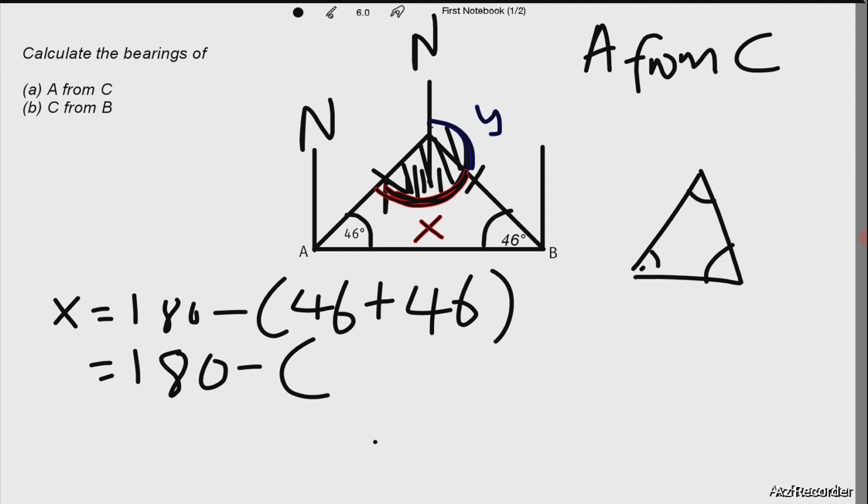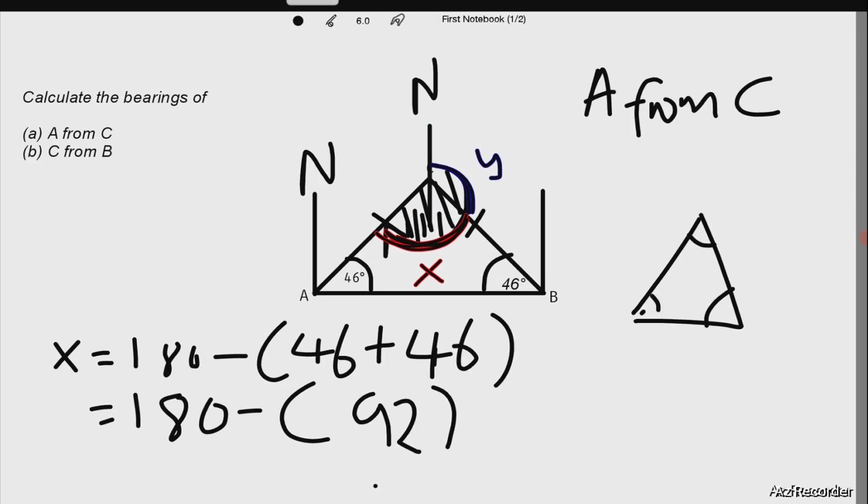Okay, so 46 plus 46, I just need to calculate this one. 6 there is 12, 4 there is... so you get 92. So here you get 92 degrees. Then from this one, now you just need to subtract 180 minus 92, and you get 88. Okay, so this means x is 88.